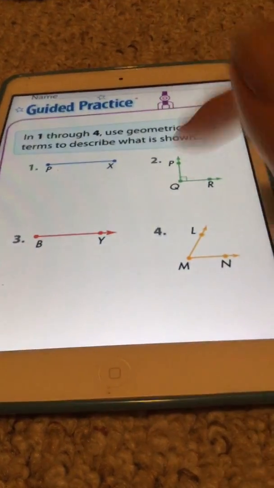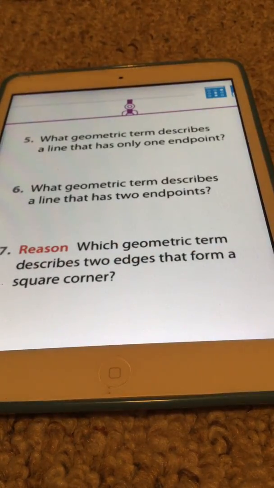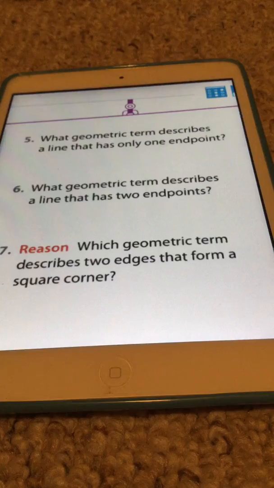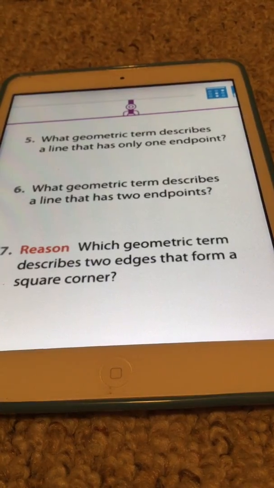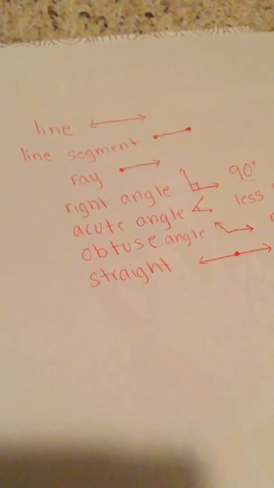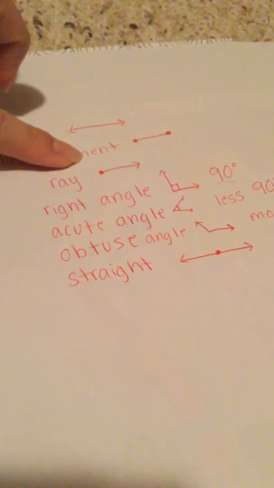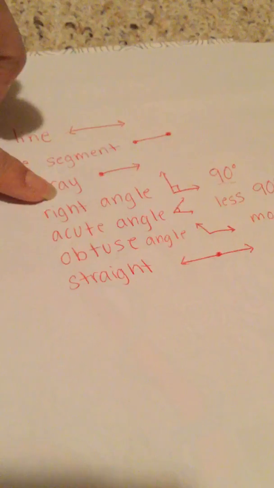Okay, moving on. Number 5, what geometric term describes a line that has only one endpoint? So think of the line. Go back to your notes. Which one is the line with only one endpoint? There's the line. There it is with 2 endpoints, 1 endpoint. Ray.